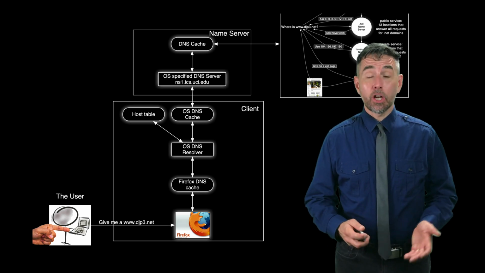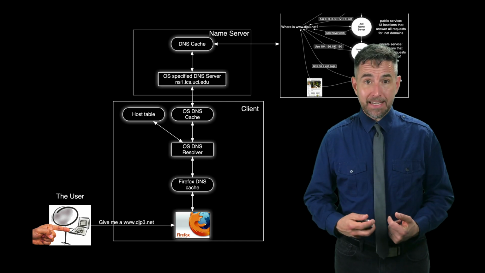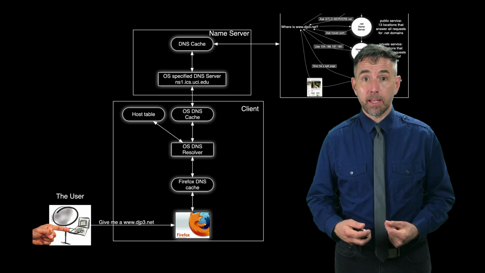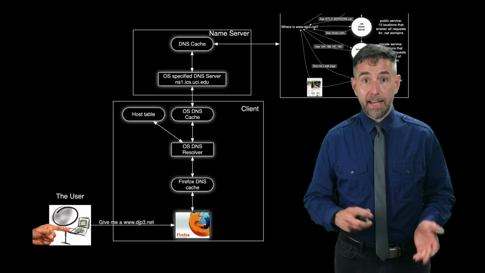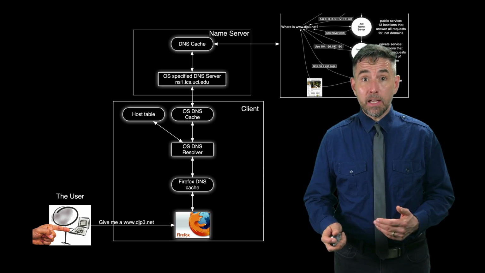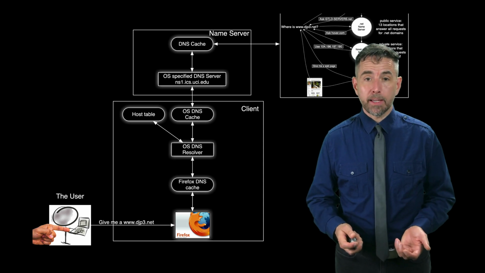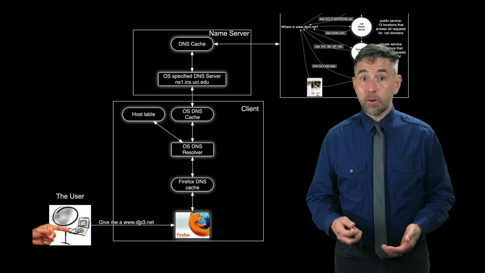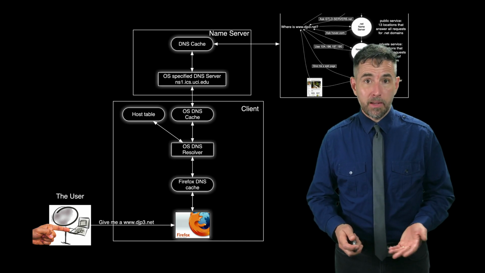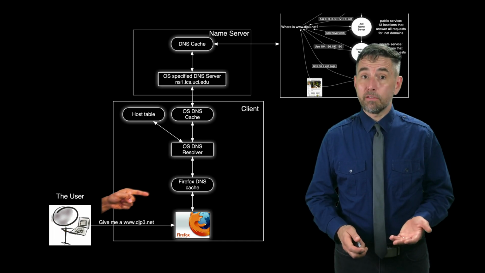That request is going to go to the browser, and Firefox maintains its own cache internally, so that if that translation from djp3.net to IP address has happened recently, it will respond immediately and very quickly. Now, if Firefox has never seen that translation before, it's going to make that request to the operating system. And the operating system is going to do one of two things.